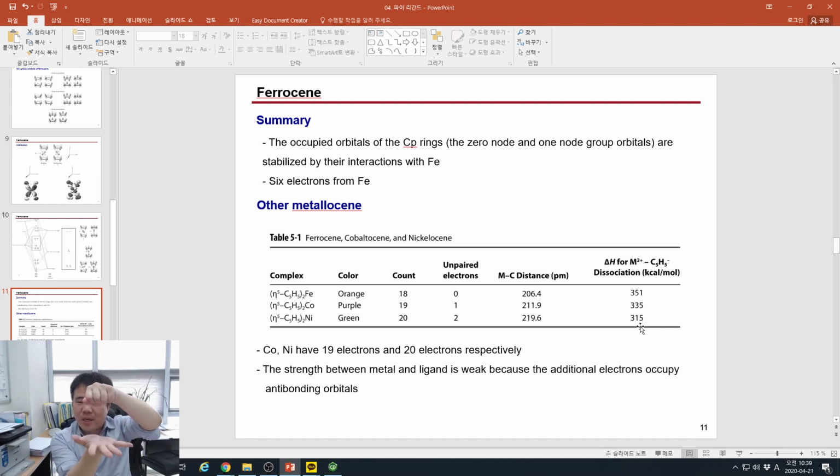Okay, if the CP ring is very close to the transition metal, then we need much energy to break it down. But when it is longer, we need just lower energy.